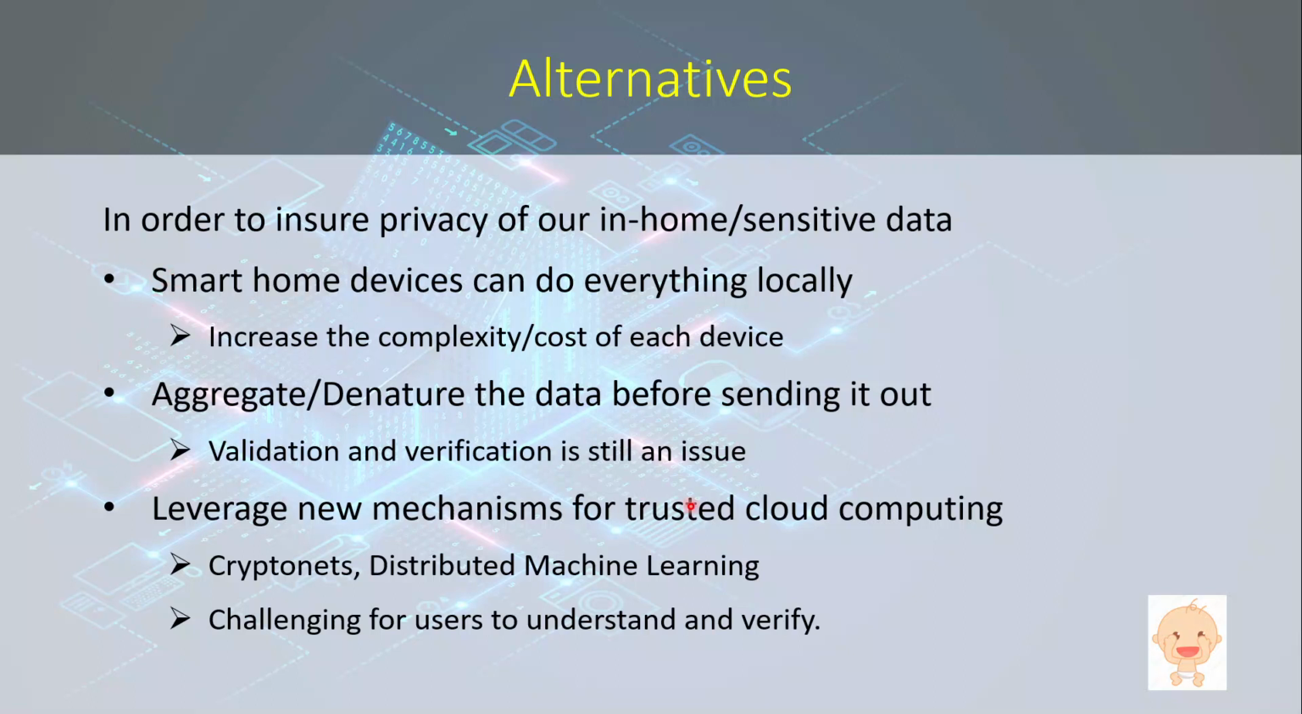The other way is to find some way to aggregate the data before sending it out. Of course, here, validation is still an issue. And then thirdly, we can leverage new mechanisms for trusted cloud computing, such as cryptonets or distributed machine learning. Unfortunately, these approaches have not yet matured, and they're challenging for users to verify and understand. Frankly, they're challenging for me to understand and or verify.